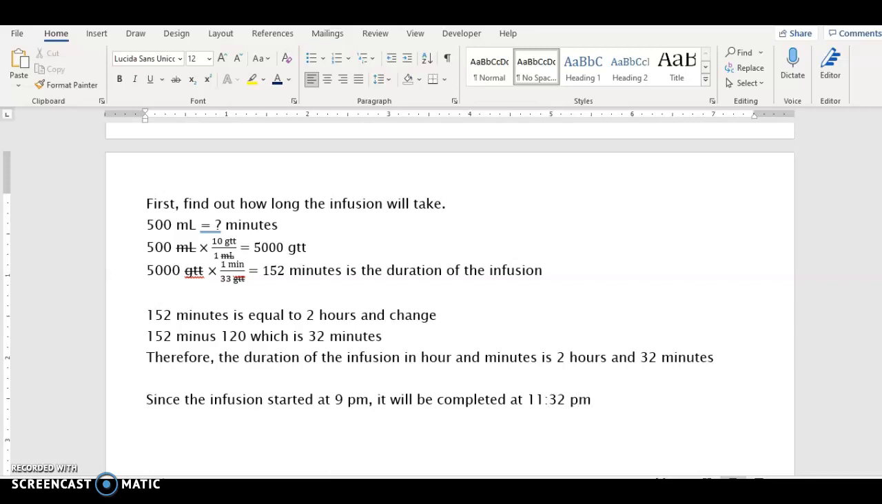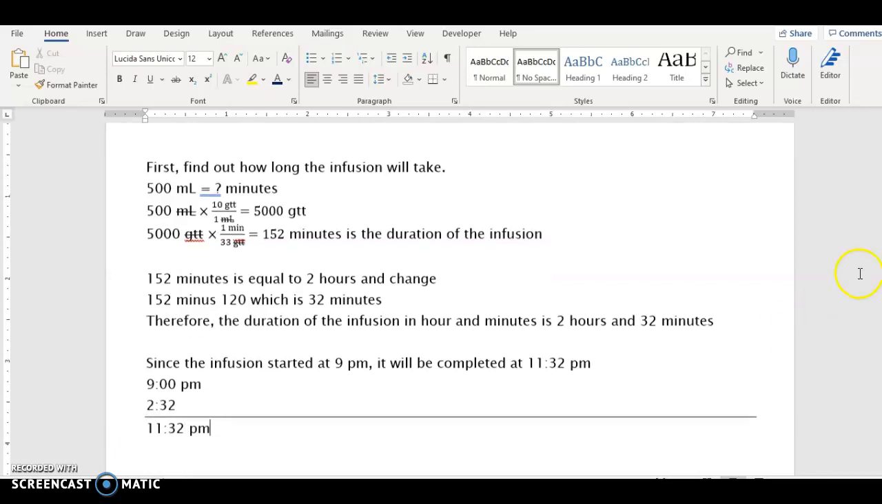If you want a more straightforward way to do that, essentially you can take 9 p.m., so 9 hours, 0 minutes, and then add to it 2 hours and 32 minutes. When you add those together, you get 11:32 p.m. So that's one way you can look at that.